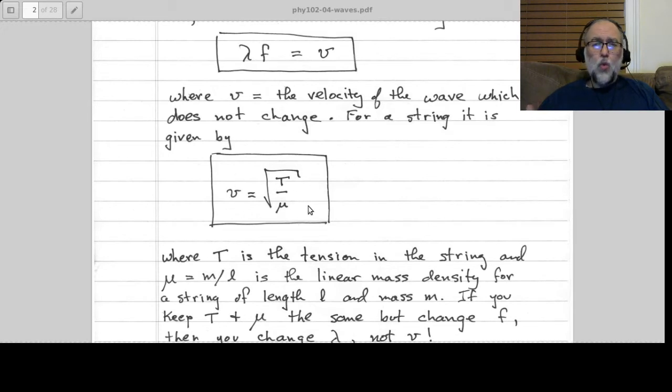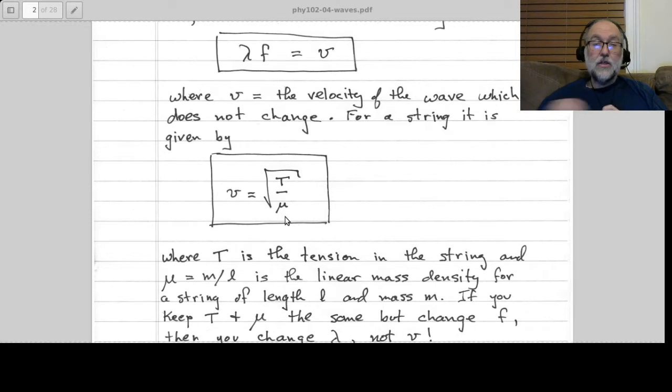If I say what determines the velocity of these waves in a string, it turns out that it's the tension in the string and the linear mass density. Again, I don't know if any of you have played with a guitar or violin or any stringed instrument. The tighter you make the string, the higher the frequency. That's because you're changing the velocity.